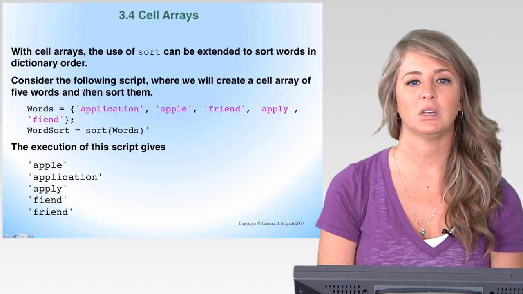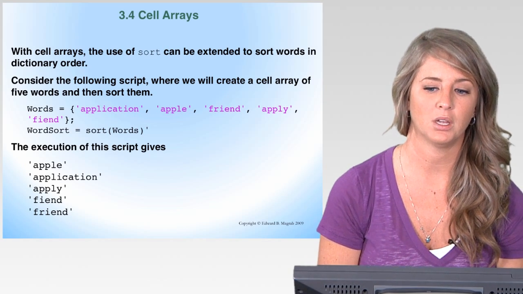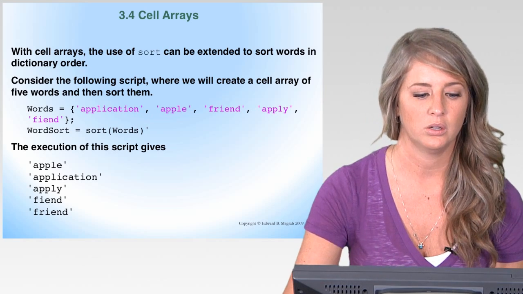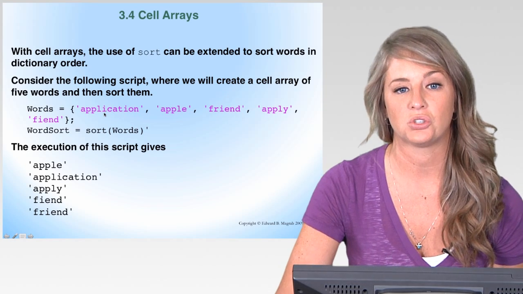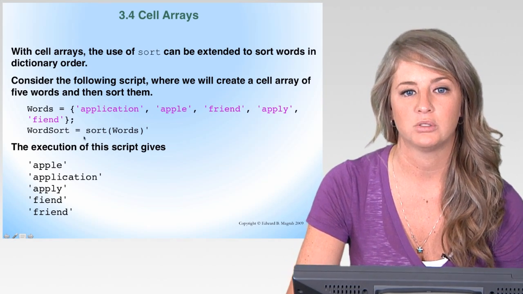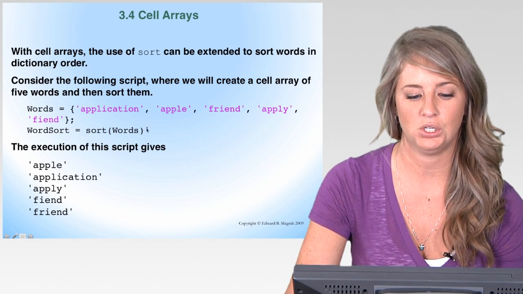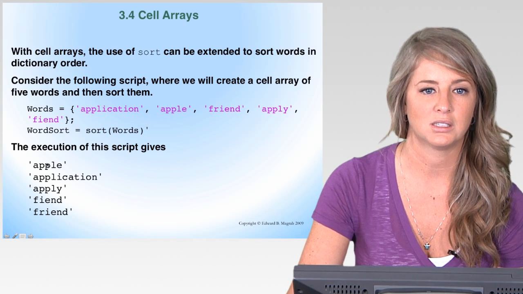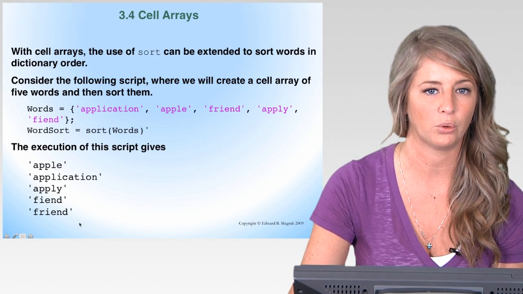With cell arrays, we can also use the sort function, and that's going to ascend those in dictionary order, or alphabetical order. So let's consider the following script. Let's say we have words, and it contains the strings application, apple, friend, apply, and fiend. If we use the sort command of words, and notice this prime notation here, so we're transposing it to make it a column vector, what that's going to do is sort all of those words in dictionary order for us.